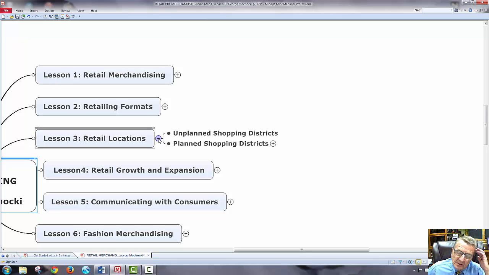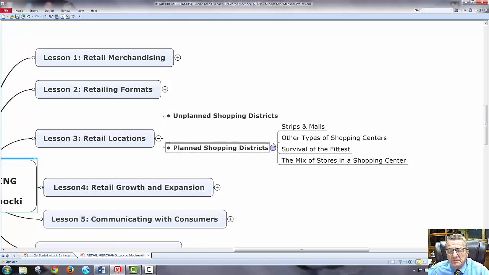Okay, retail location. Location is everything. So you look at unplanned shopping districts, and that could be like in an urban area, where you have one store for rent. They just have stores; there is no rhyme or reason. The other one is planned shopping districts. There you've got strip malls, strip locations, regular traditional malls, or convenience centers, whatever they want to call them. The name changes depending on good marketing and advertising. Is it all inside, or is it an outside, casual kind of walking center?